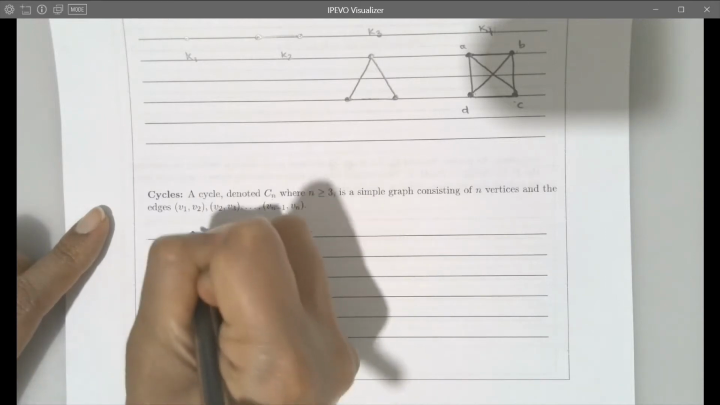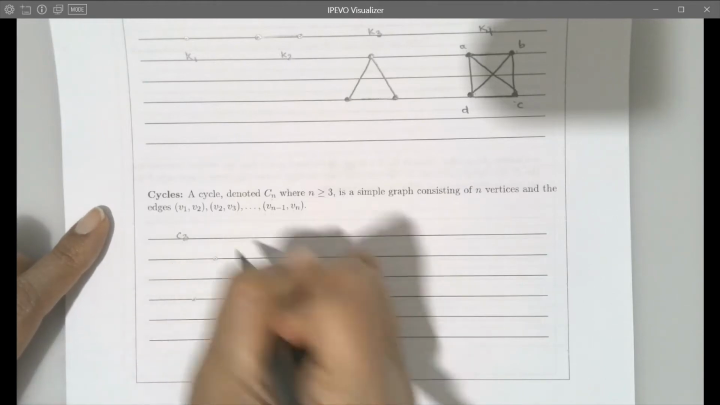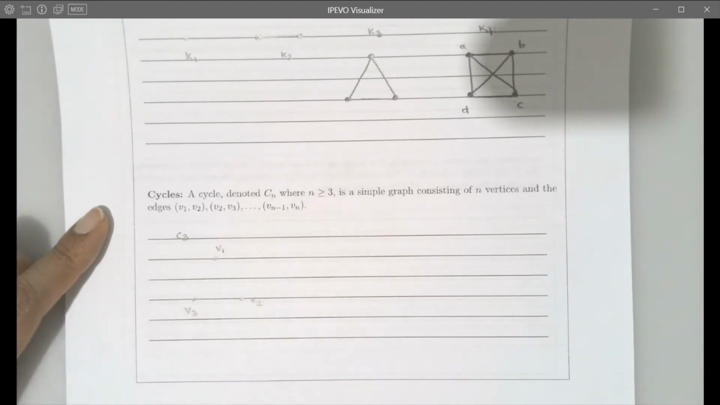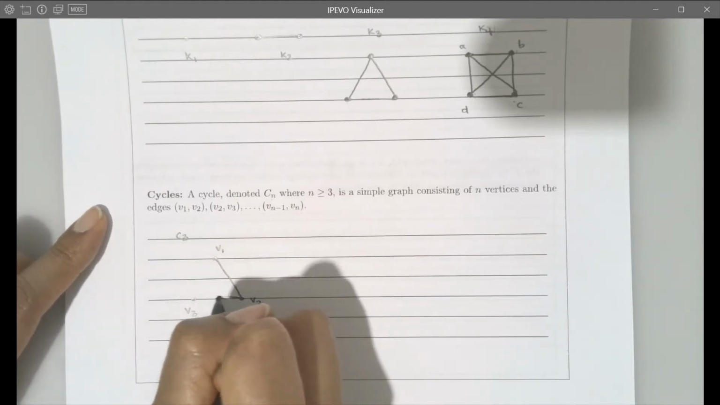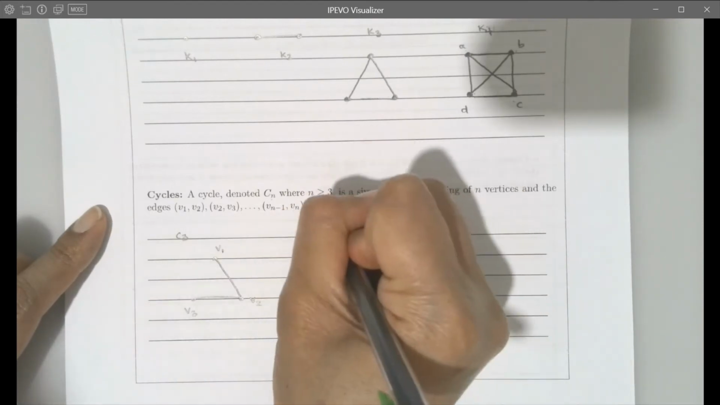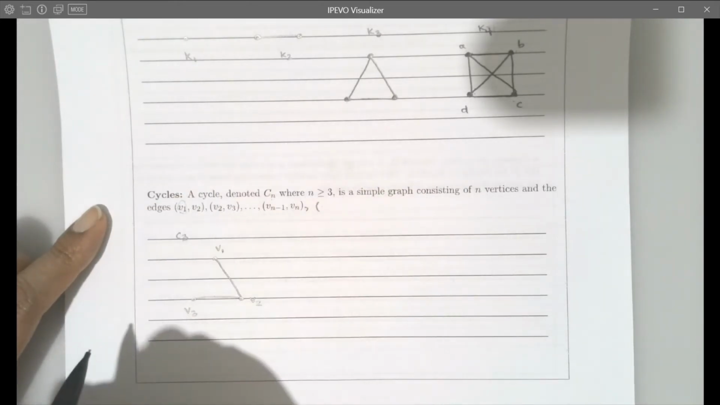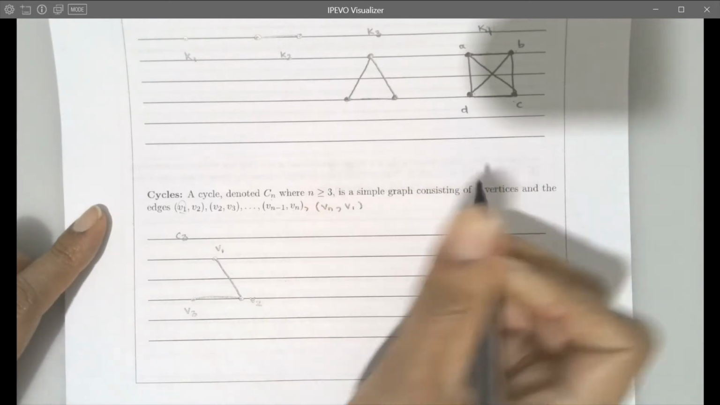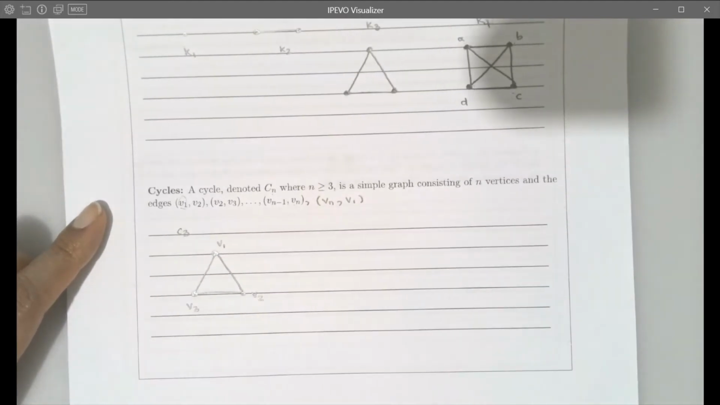I'll start with C3. So C3 means we have three nodes. Let's just go ahead and call them v1, v2, v3. And in this case, we have an edge v1 to v2, v2 to v3, and there's actually one more edge that's missing as part of this list that needs to close back to the first vertex. So that means that we need to have an edge between vn and v1. So in this case, because n is 3, we would need to have an edge between v3 and v1.